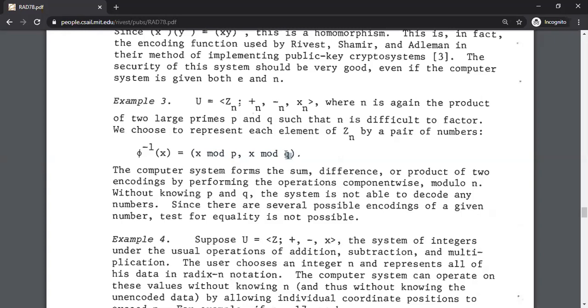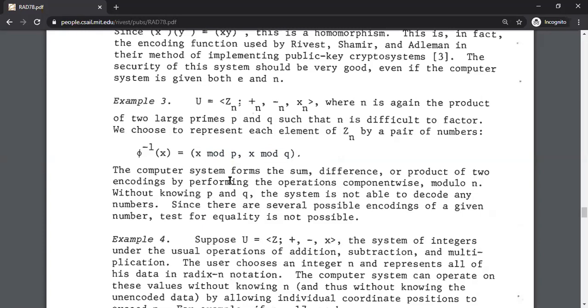The cloud computer doesn't know Q nor P. So it will be difficult for the cloud computer to find the x given the pair x mod P and x mod Q. That is the assumption here. So this seems to be a pretty neat formalism, one example of homomorphic encryption. The theory behind it is very nice.